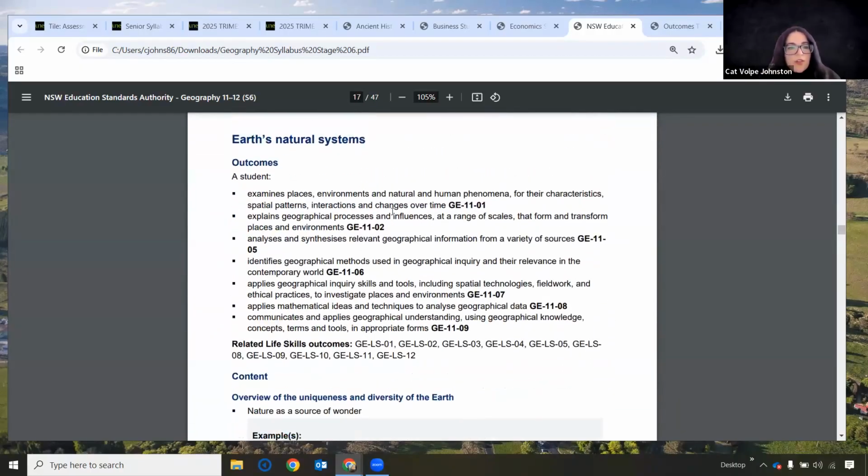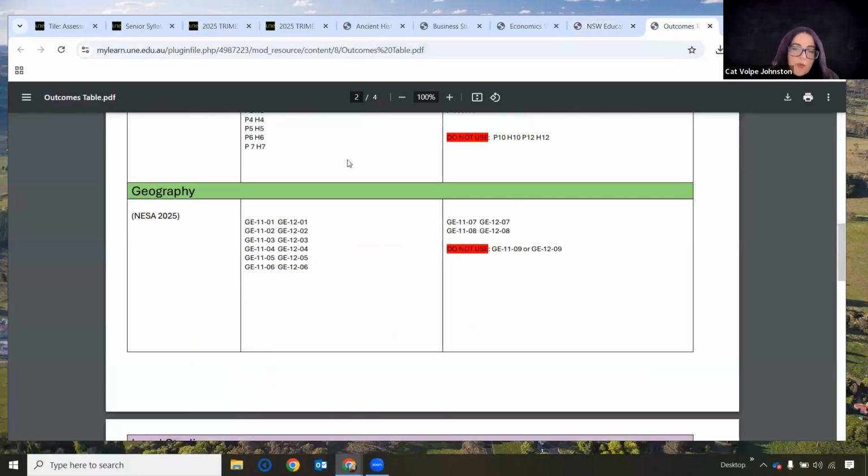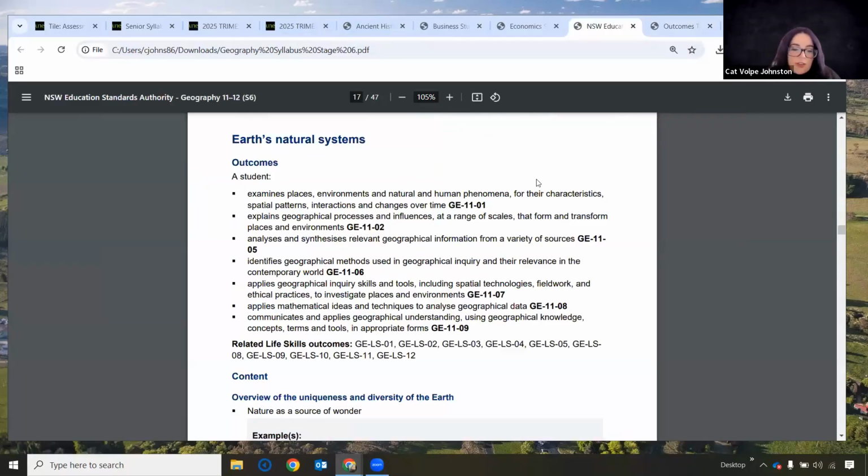And this is the first unit, Earth's natural systems. This shows us what outcomes are applicable for that unit. So when you look at this outcome table, we don't know which ones are for which unit, but here you can tell.